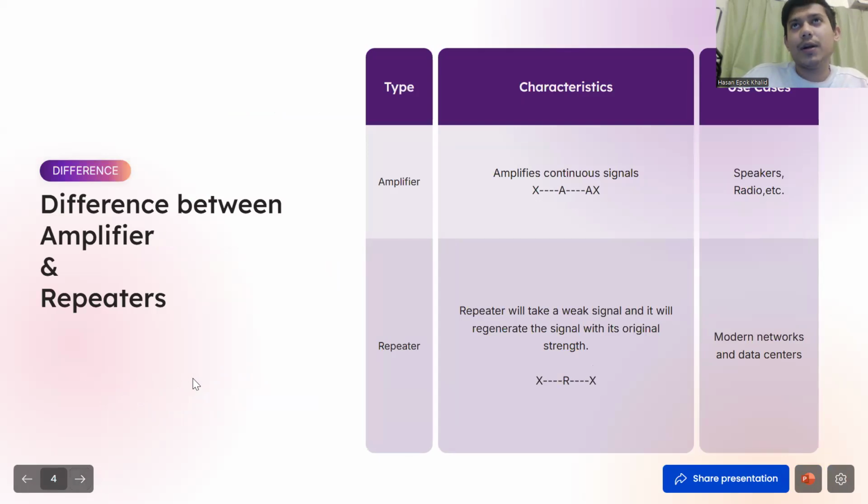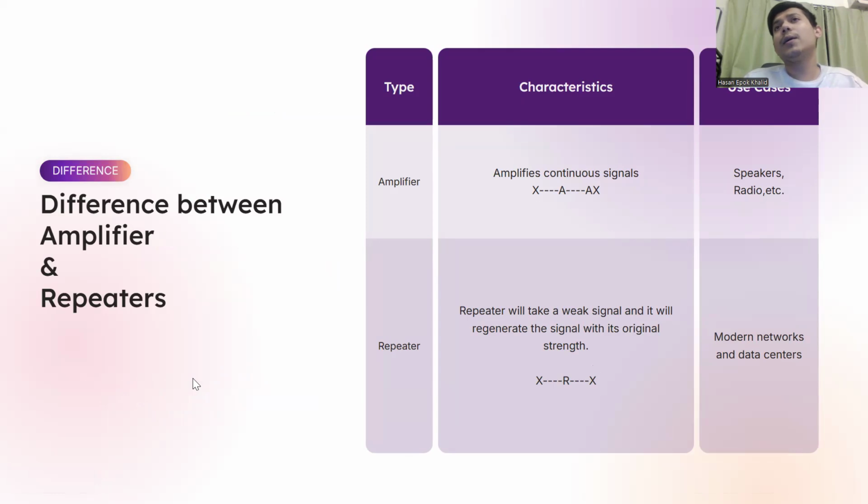To understand repeaters and get rid of the confusion between an amplifier and a repeater, let's see the difference between them. An amplifier amplifies the signals that are sent, but a repeater will take a weak signal and regenerate it with its original strength, whereas an amplifier will take the weak signal and amplify it with an amplified strength.